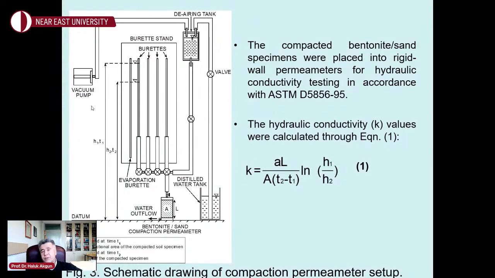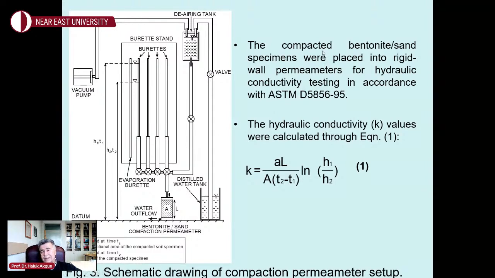And then we placed these samples in the compaction permeameters, and this is a schematic setup of that compaction permeameter that we used. And we could test 4 samples at the same time. We had a vacuum pump, de-airing tank, and 4 samples. One of these samples is given as an example in the sketch. The length of the sample is L and the cross-sectional area of the sample is denoted by capital A. H1 is the total head at time T1, and this is going down in the falling head test. H2 is the total head at time T2.